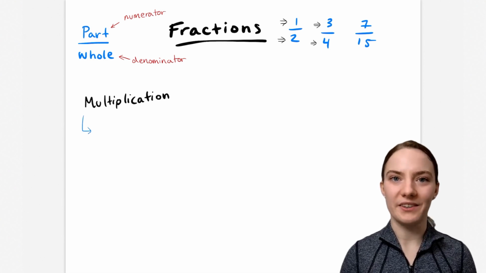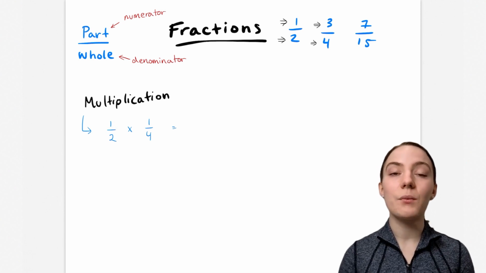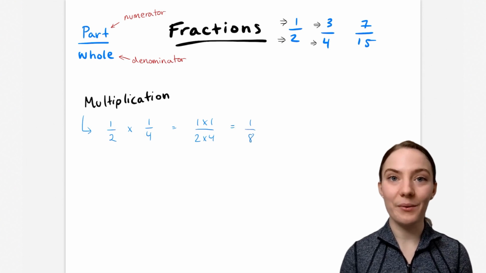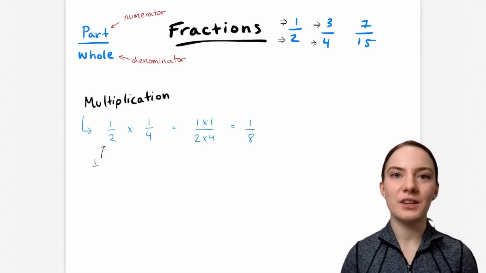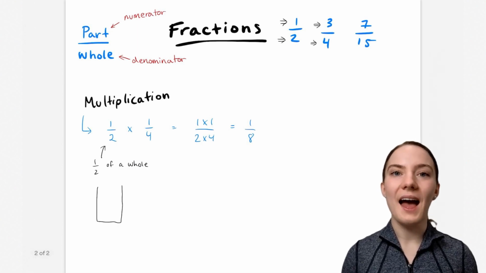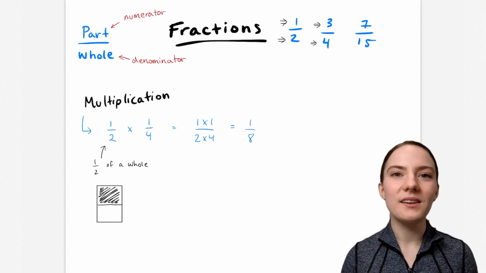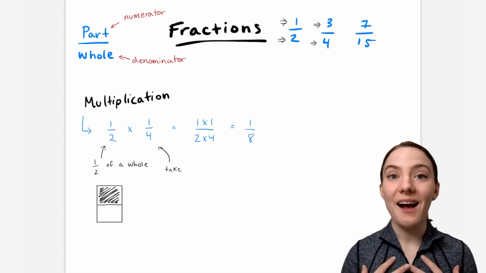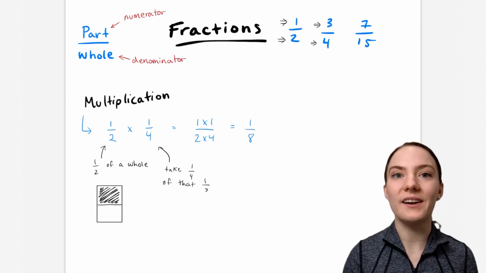Let's start with multiplication. Let's say we have 1/2 times 1/4. If we use the rules that we just learned, we know we just need to multiply the numerators and multiply the denominators. And that would give us our final answer of 1 over 8. And now let's visualize what's happening. 1/2, that represents 1/2 of a whole. And now what does it mean to multiply that 1/2 by 1/4? The way I say it in my head is take 1/4 of that 1/2.